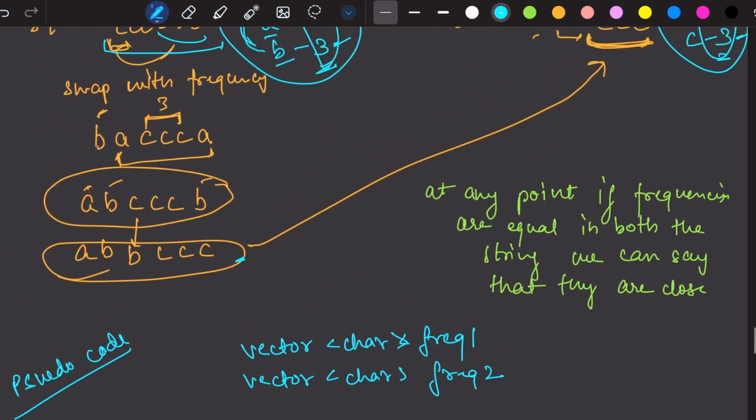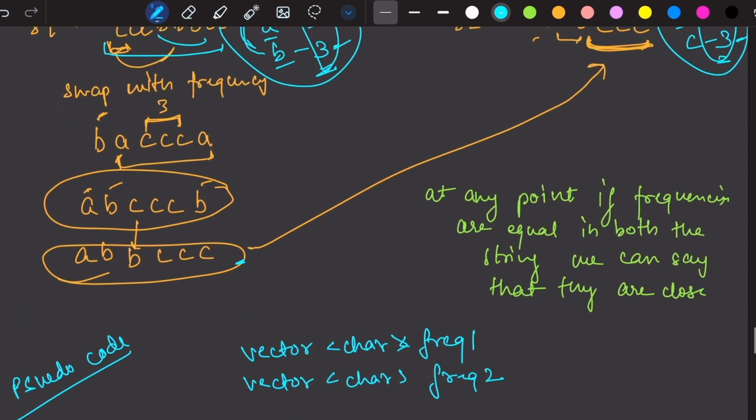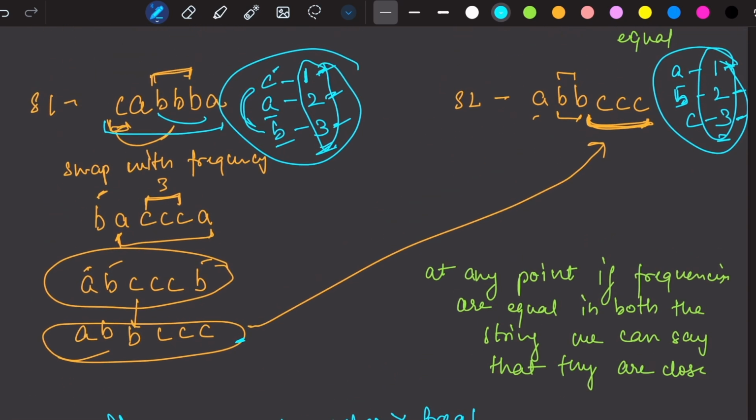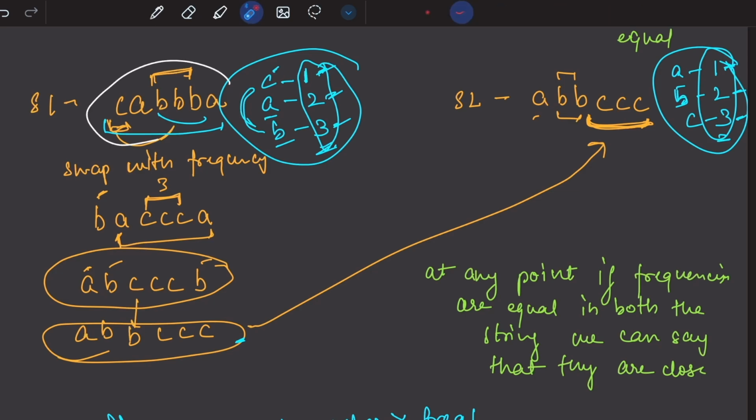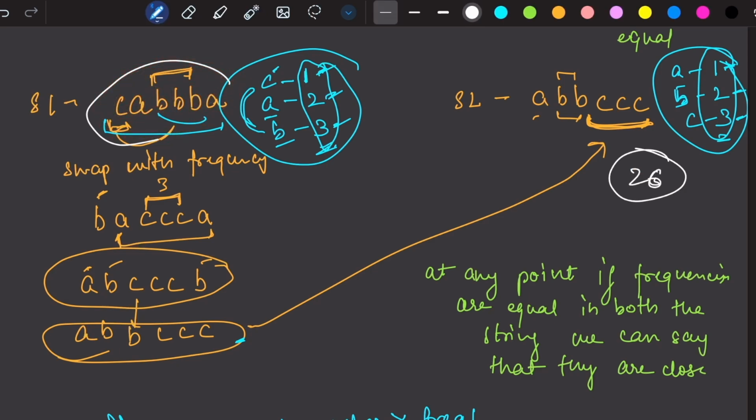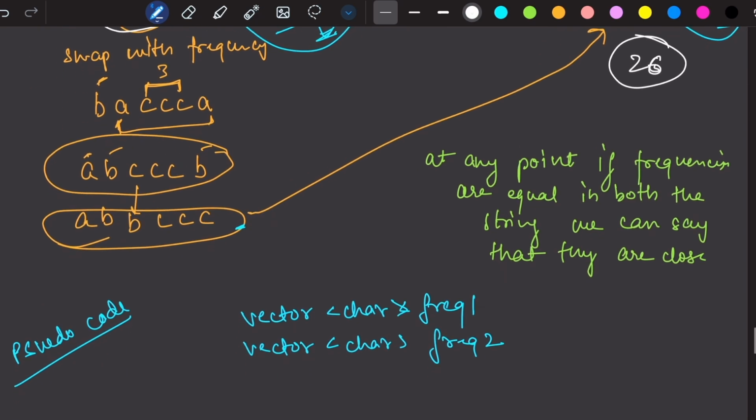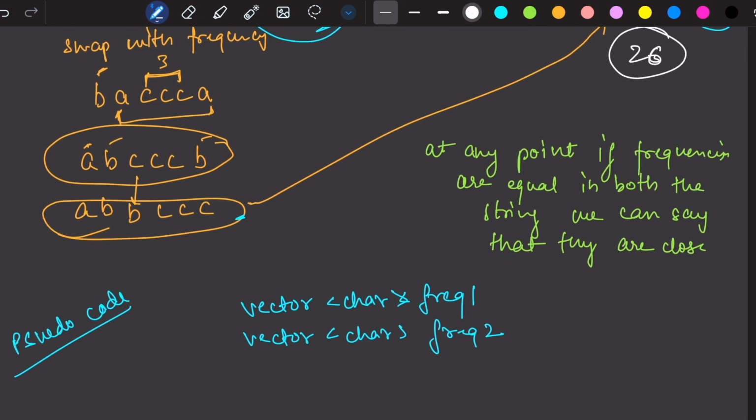Now what is the size of this? Should it be n size, like the whole string, or something else? Since we know that in the input that we have, all the letters will be lowercase, and in the alphabet we have only 26 characters, right? So we can use only 26 size vector arrays. So we will use 26.